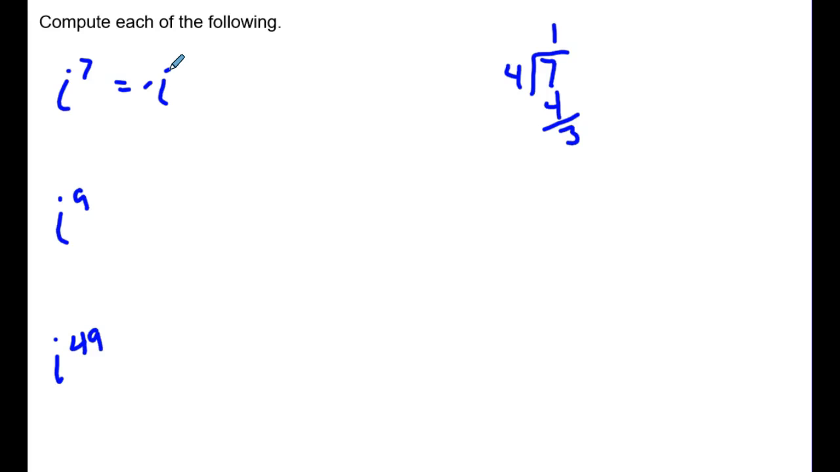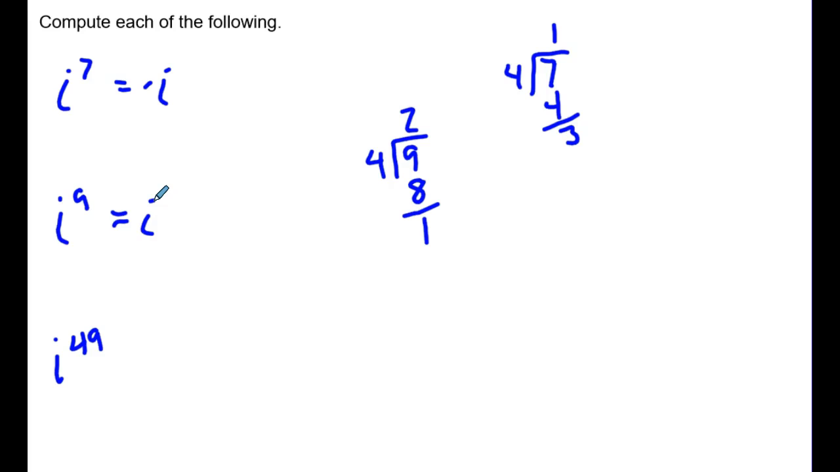So i to the 7th simplifies down to negative i. Next, if we look at i to the 9th, again, we're taking 9, dividing it by 4. 4 goes into 9 two times. 2 times 4 is 8, left with 1. If you have a remainder of 1, this expression simplifies down to just i.